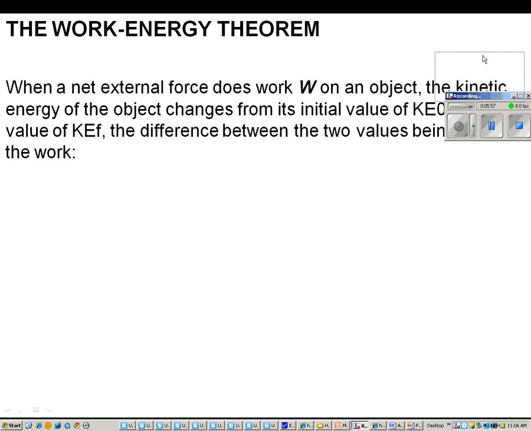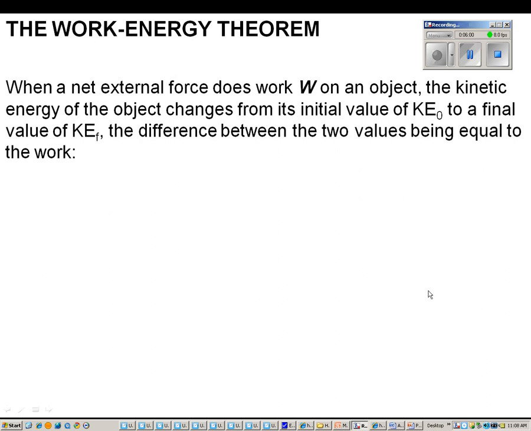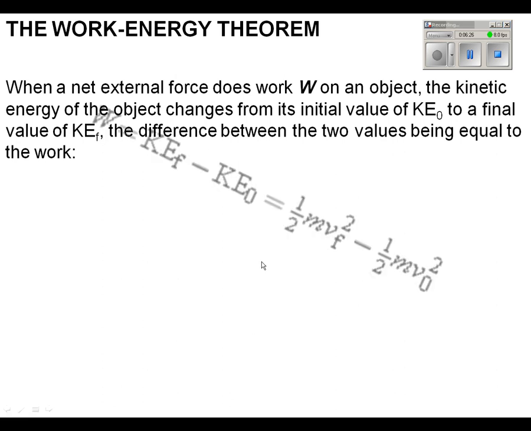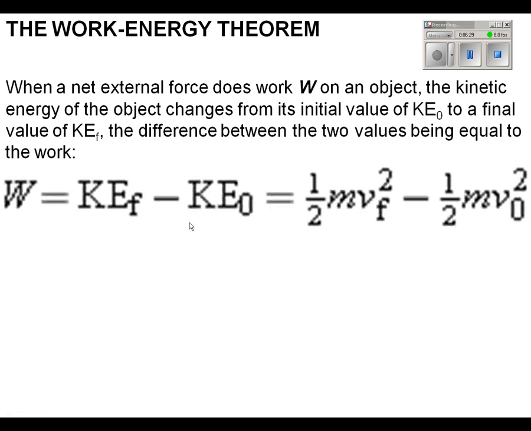The work energy theorem says we have this initial value, kinetic energy initial, which changes to a final value, kinetic energy final. So its velocity is changing. It's going from one kinetic energy to another, the difference between the two values being equal to the work. So what this theorem says is that the net work, the total work done by all the forces together acting on an object, will cause the kinetic energy of an object to change. And that's what this here says. Work is equal to the change in kinetic energy, which equals 1/2 mv squared minus 1/2 mv squared.